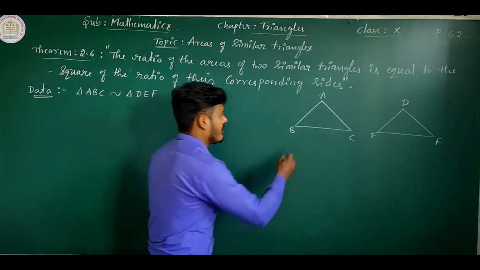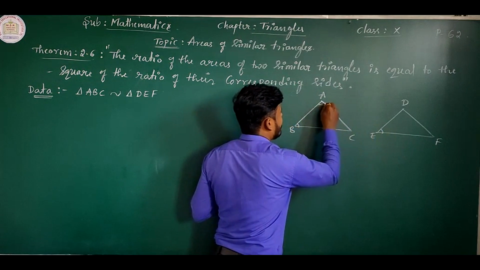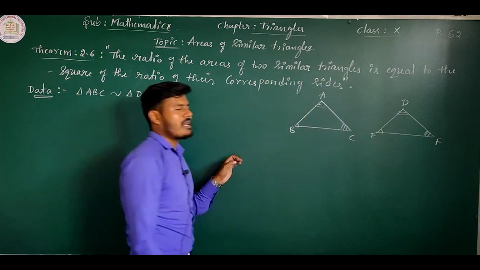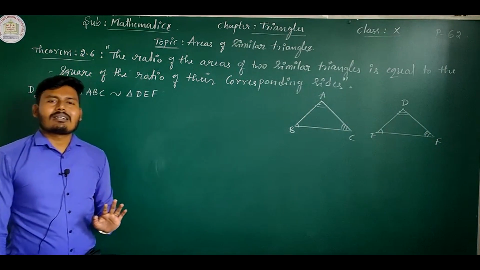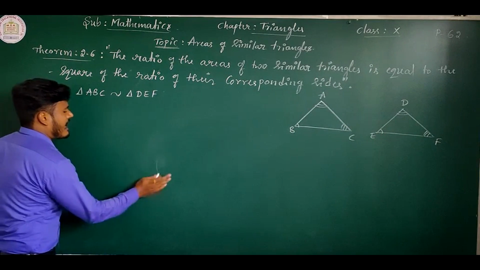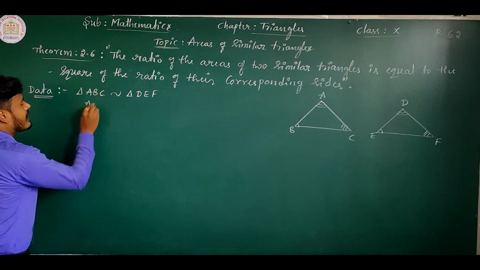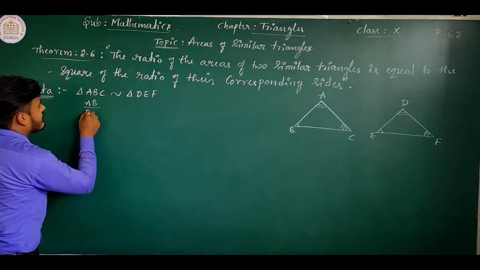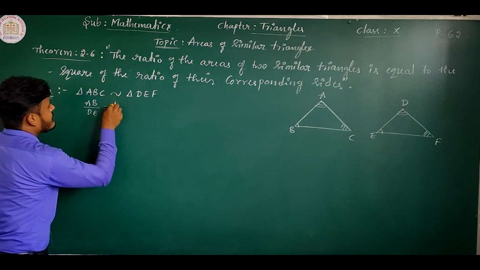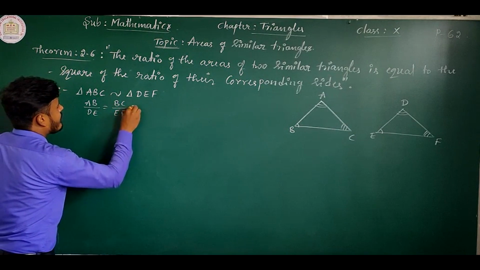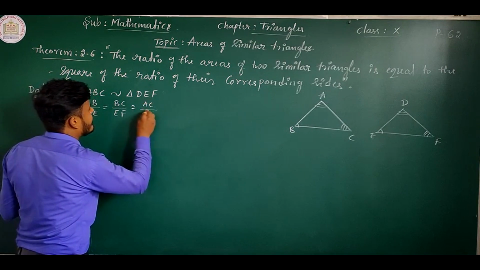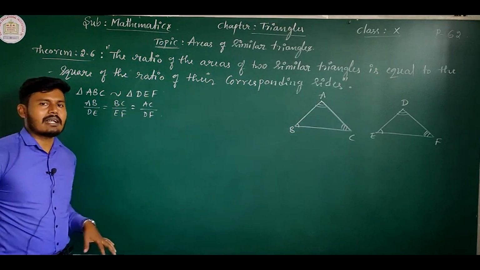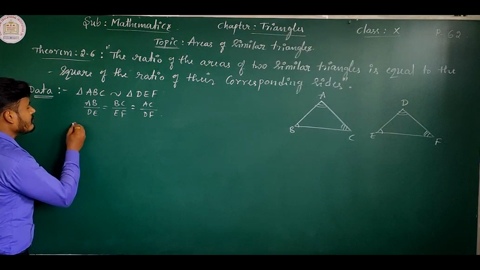Then we know that these pairs of angles are equal, because in two similar triangles 3 pairs of corresponding angles are equal. That's why we mark like this, right? So in these two similar triangles, we know that their corresponding sides are also proportional. That's why we should take it like this: AB by DE is equal to BC by EF, also equal to AC by DF. So this is the given information from this statement, right? So now we are moving on to prove.